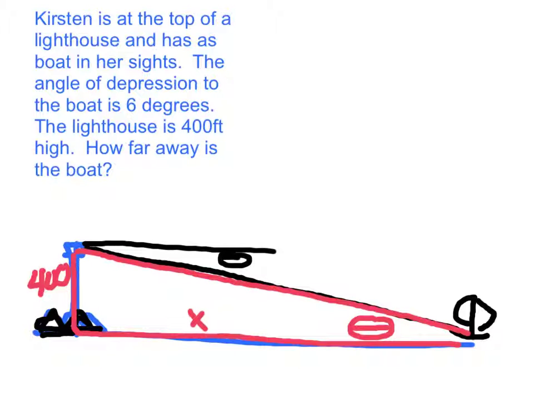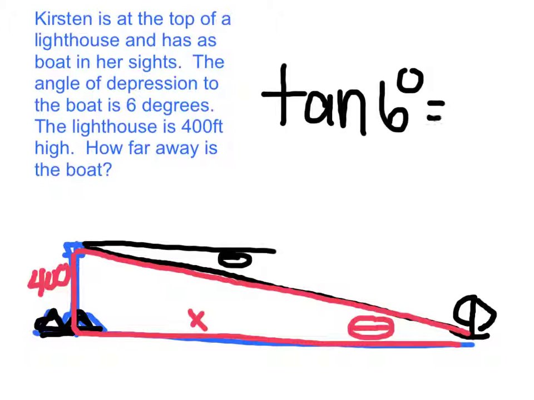And so I'm going to follow the steps in the notes I gave to you yesterday, which are label the sides. I did that. Choose an equation. I'm going to choose tangent because the sides that I have are opposite and adjacent. Tangent of 6 degrees is equal to opposite 400 over adjacent x.